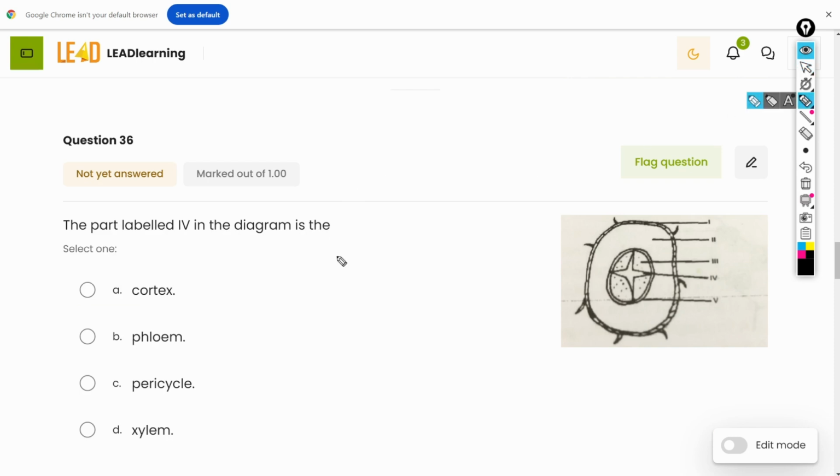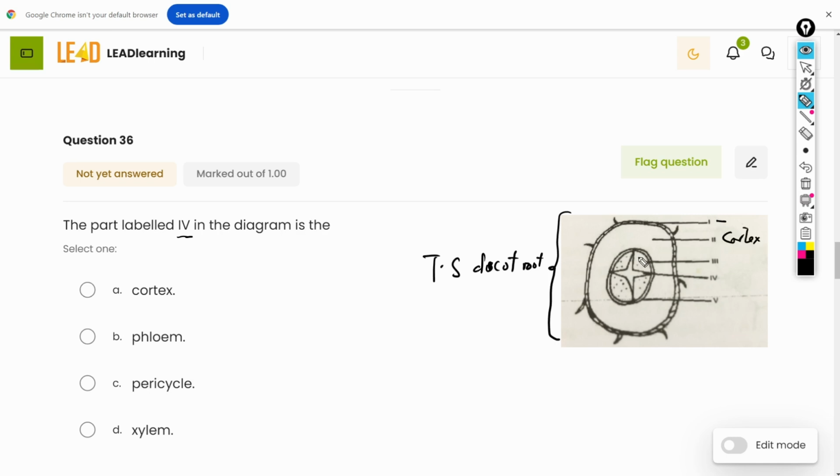Question 36. The part labeled 4. Again, we need to identify what this diagram is. This is the transverse section of a dicotyledon or a dicot root. The first structure here is the piliferous layer. The second layer, this huge region here, is the cortex.